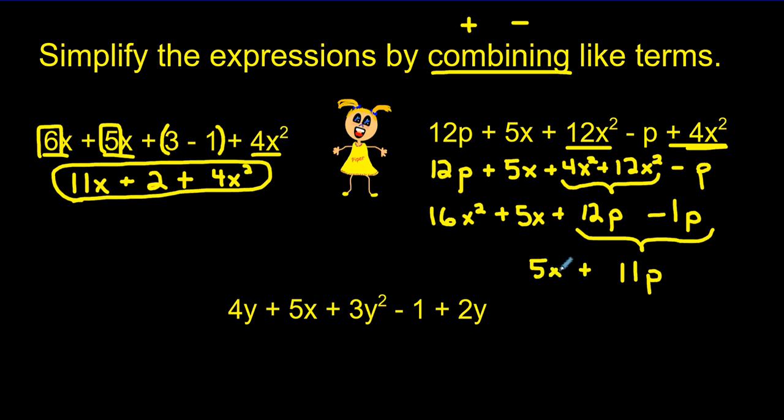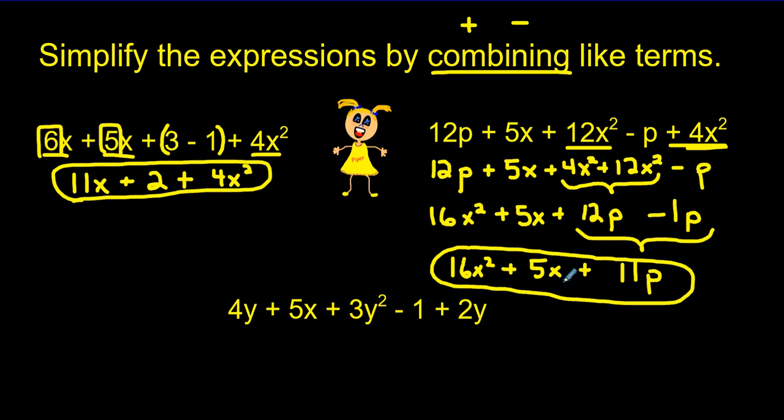believe it or not, I have my simplified version of this original expression: 16x to the second power plus 5x plus 11p. And again, that could be in any order that you want since we're adding all three of these terms.